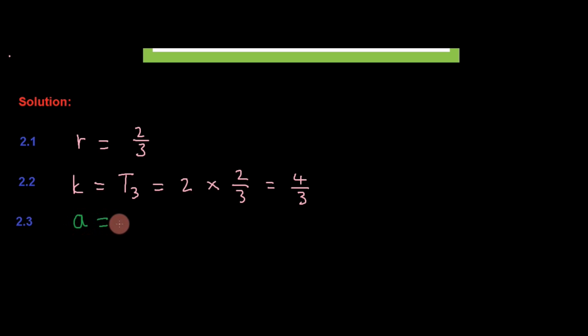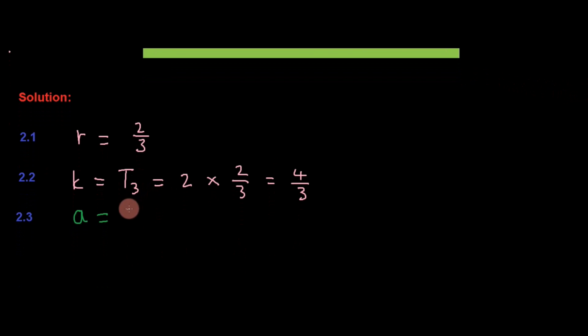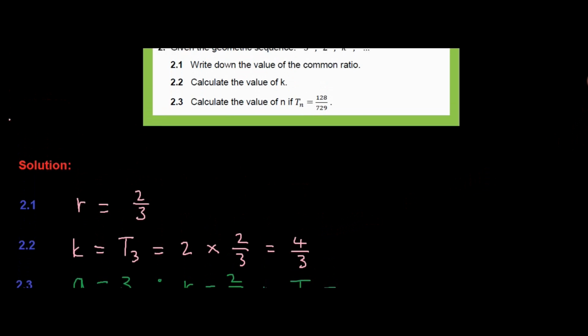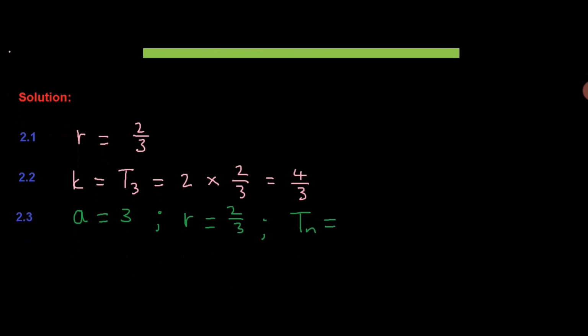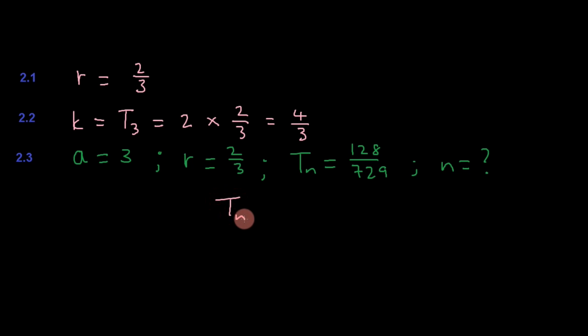So let's start by writing down what we have and what we need to find. a is the first term, and we know that that's equal to 3. r is the common ratio, and we worked out that it's equal to 2/3. The value of the nth term is given. That's equal to 128 over 729. And we must find the value of n. So we're going to use the formula for the nth term. And we can substitute in our values.